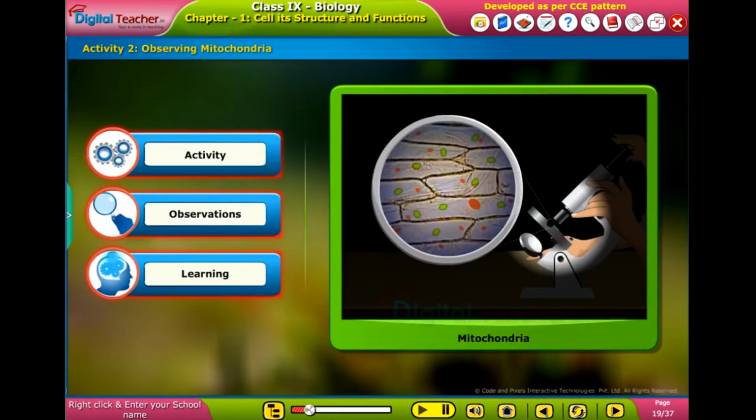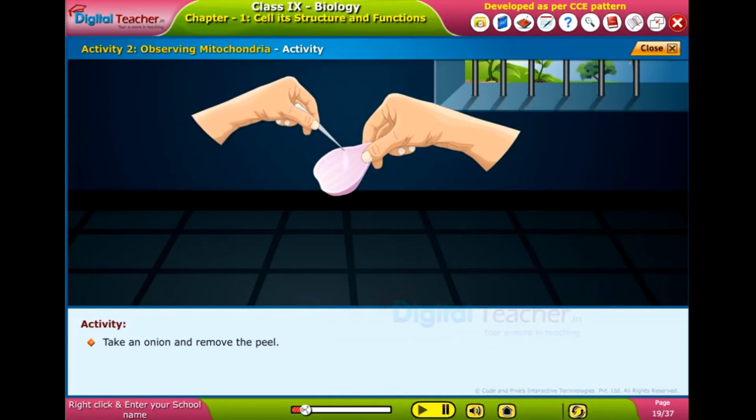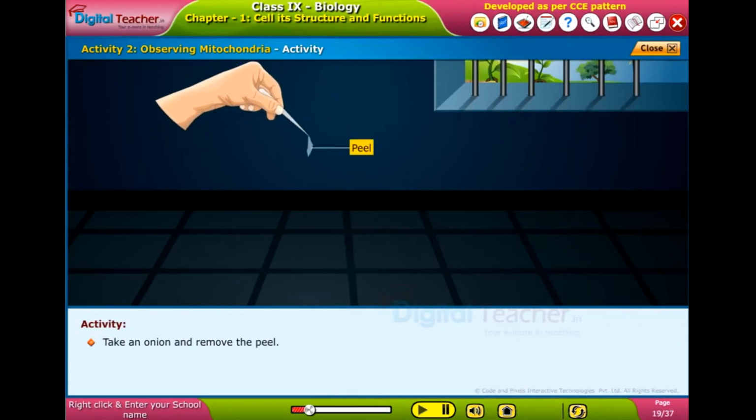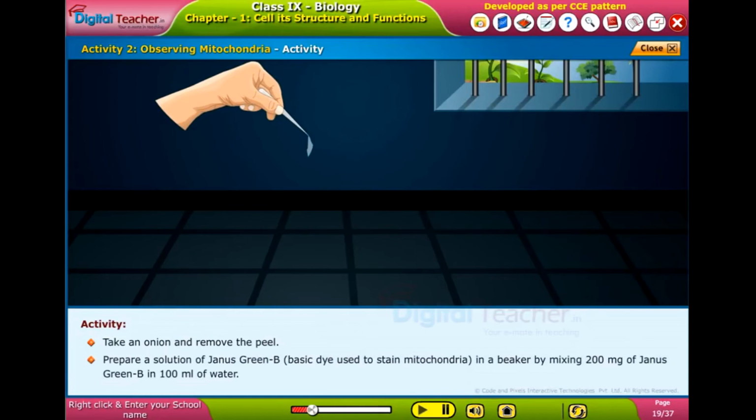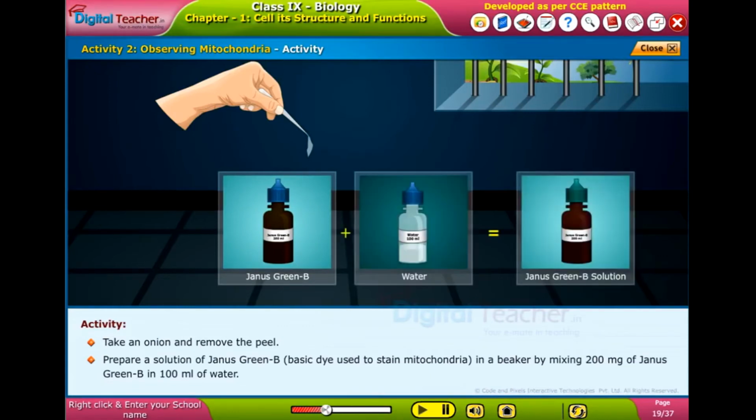Here, let us perform an activity to observe mitochondria in onion peel. Click each tab to know more. Take an onion and remove the peel. Prepare a solution of Janus green B, a basic dye used to stain mitochondria, in a beaker by mixing 200 milligrams of Janus green B in 100 ml of water.